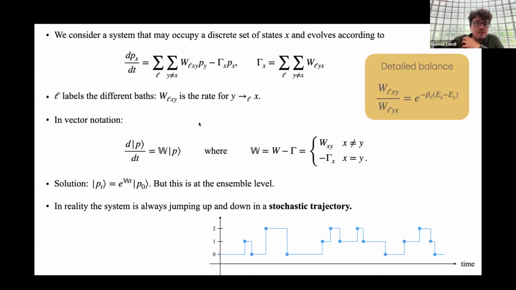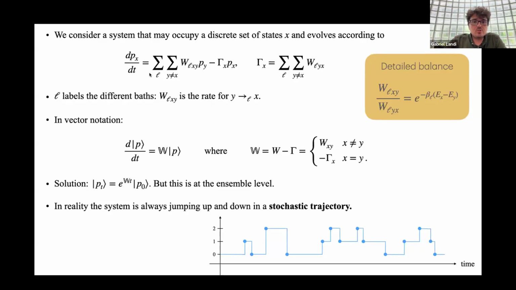So here is the scenario that I'm going to consider. I assume that I have a system that can occupy a discrete set of states and evolves according to a master equation like this, where essentially the dynamics is described by a set of transition rates, W, of L, X, and Y. And the logic here is that this is the rate to observe a transition from Y to X due to bath L. So L here labels the different reservoirs that might act in your system, right? And they drive these transitions from Y to X. So I'll usually use this kind of symbol to denote a transition from Y to X due to reservoir L.